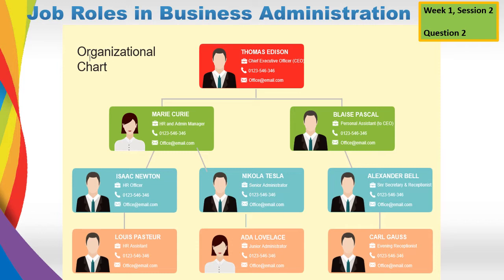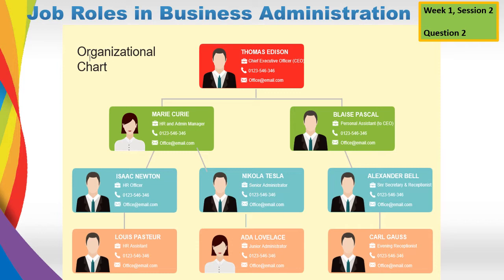So this is an example of an office organisational chart where at the top we have Thomas Edison, who is the CEO of the company. So he is the managing director, if you like. He's not an administrator himself, he's a business leader. But below Thomas Edison, the rest of the jobs are all related to business administration.